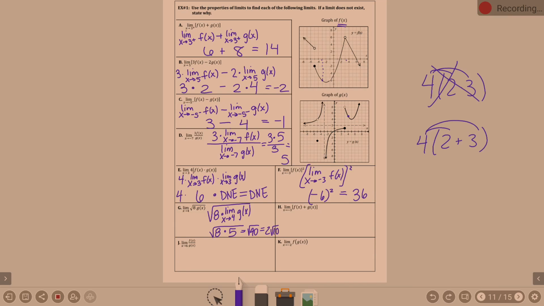So, okay, H. Limit of f plus g as x approaches -3. I'm assuming you guys seem to be okay. I'm not going too fast, am I? You're probably happy I'm going faster for a change, because I don't tend to go very fast usually.